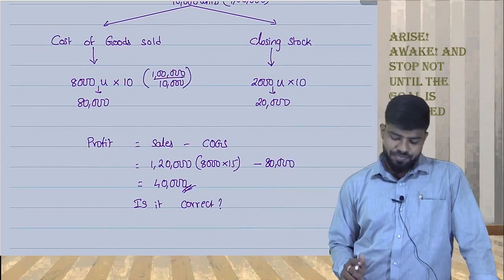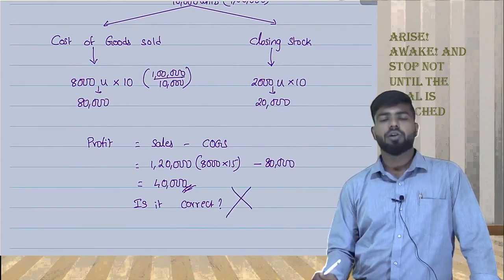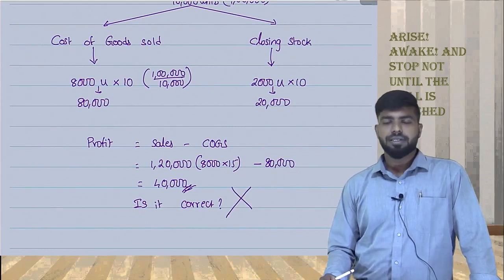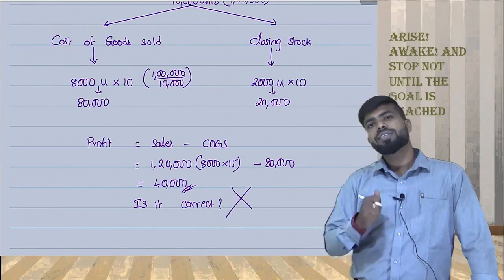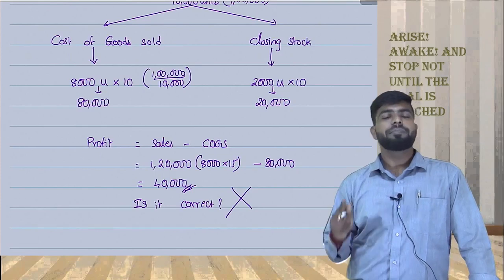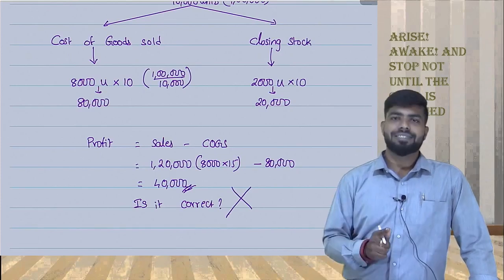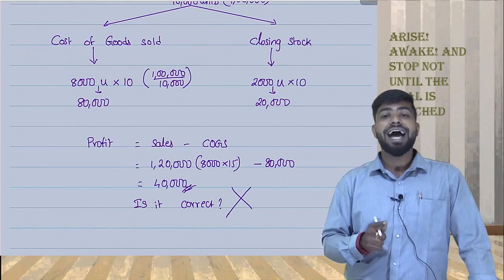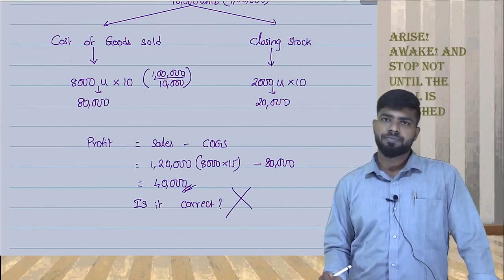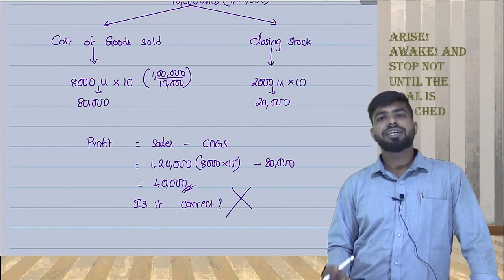I will say it is absolutely wrong. Okay, see. Why is it wrong? What is the mistake that we are making? The mistake we are making is that we are wrongly evaluating the units at total cost.